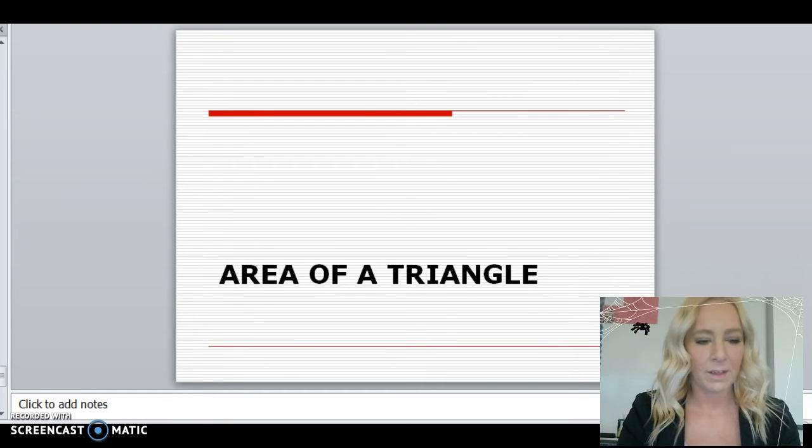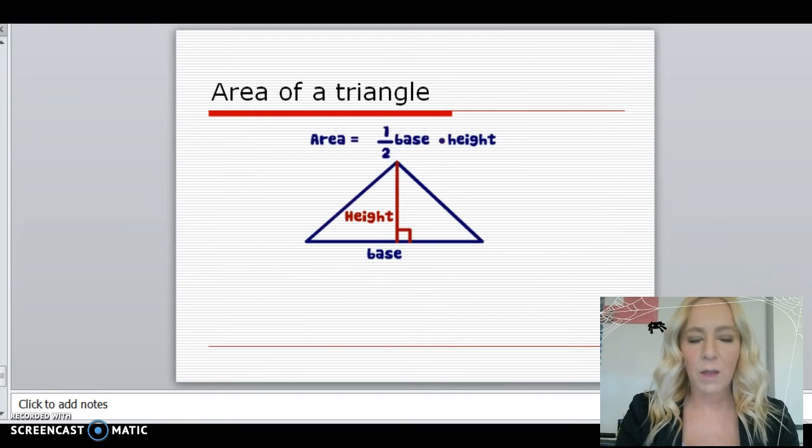Okay, let's first talk about the formula for finding the area of a triangle. The area of any shape is the space that the shape occupies. The area of a triangle is 1/2 times the base times the height.